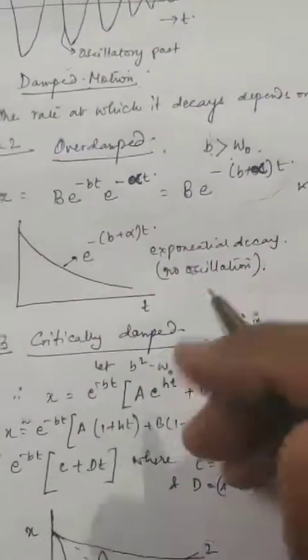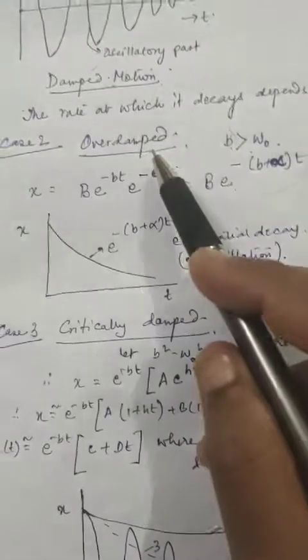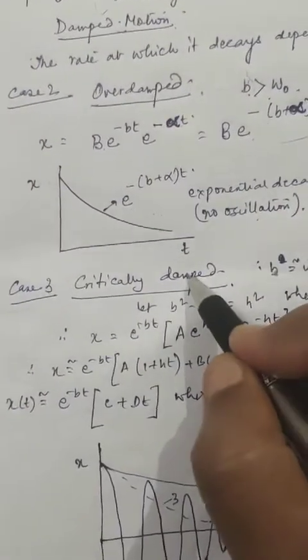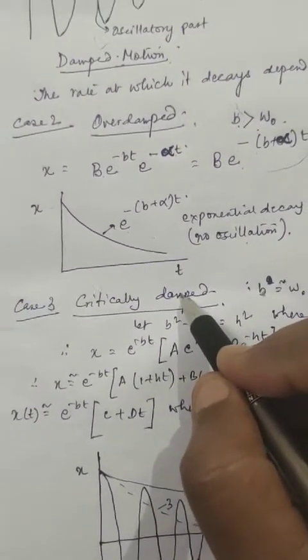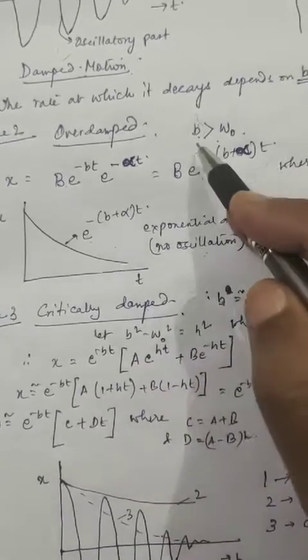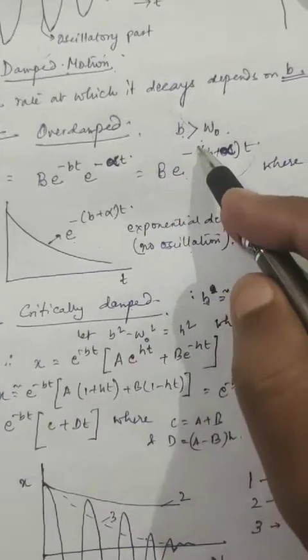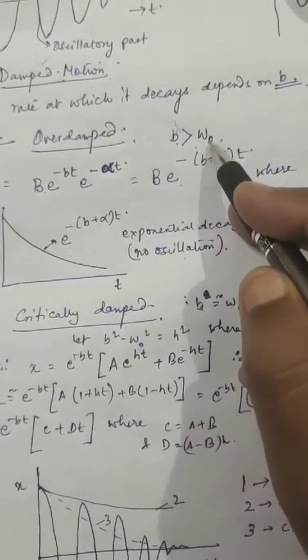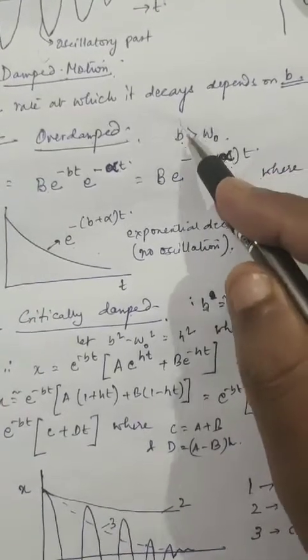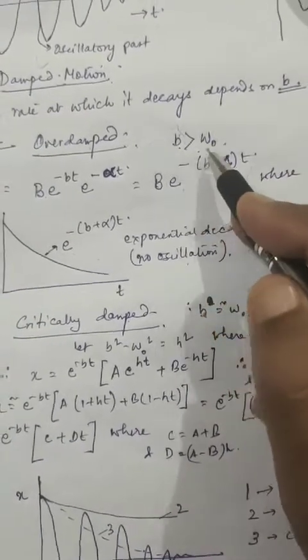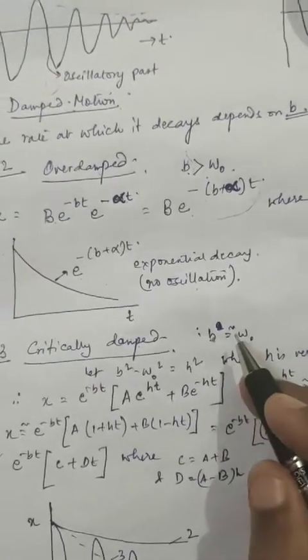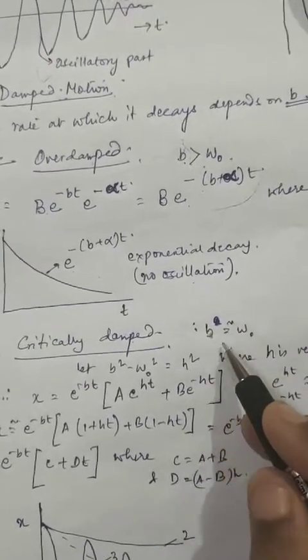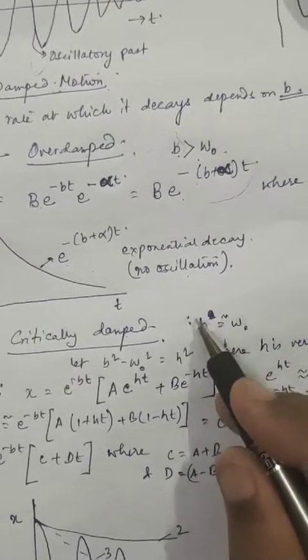But in between these two, underdamped and overdamped, we have another situation which is critically damped. Here we have taken b less than omega naught for underdamped and b greater than omega naught for overdamped. In critically damped, b is more or less equal to omega naught.